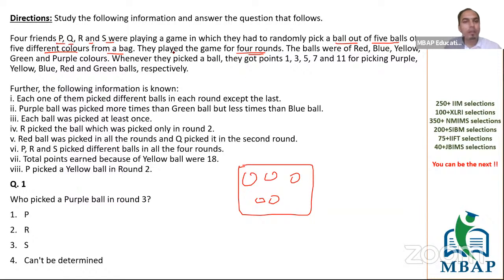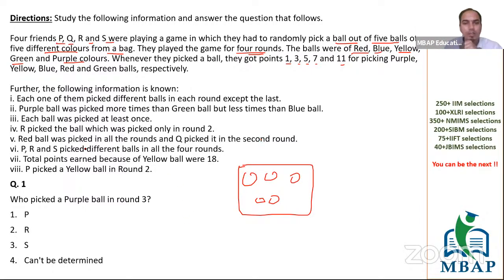So they played the game for four rounds. That means there are four rounds of the game. The balls were red and so on, five colors are given to you. Whenever they picked a ball, they got points for picking up, say, the purple. So pretty clear: five balls are there, four friends, four rounds. You pick up a ball, and whichever color you pick up, every color carries a score, like 1, 3, 5, 7, whatever.